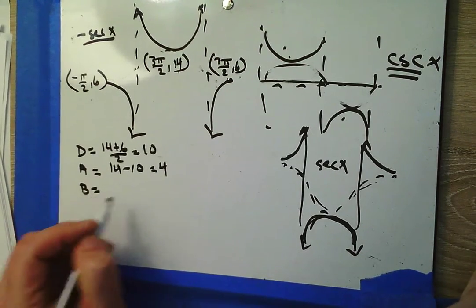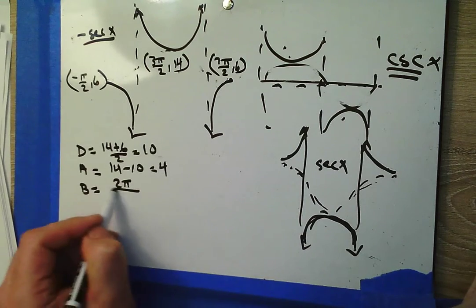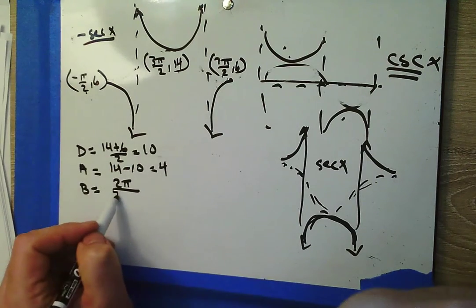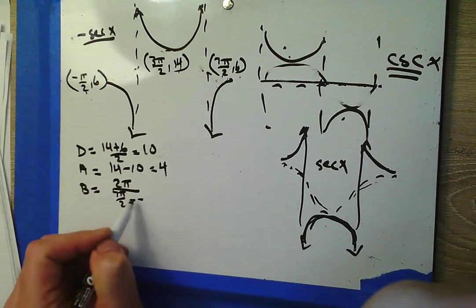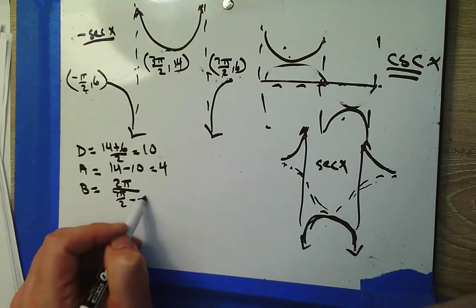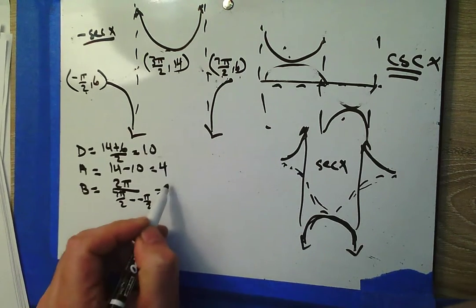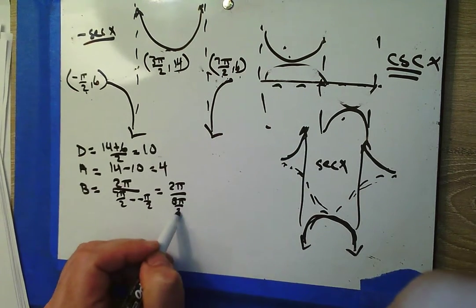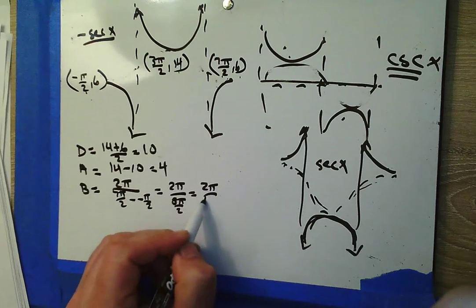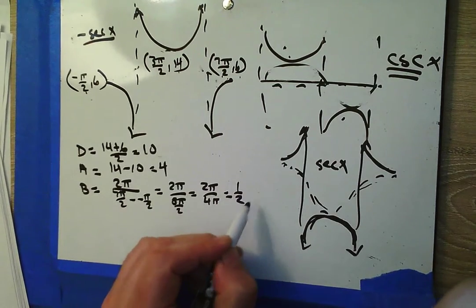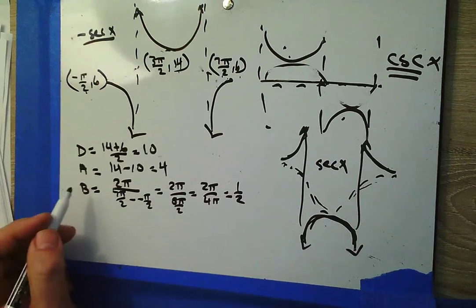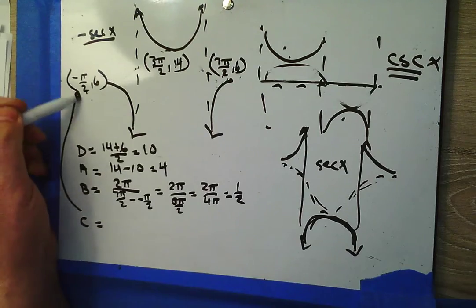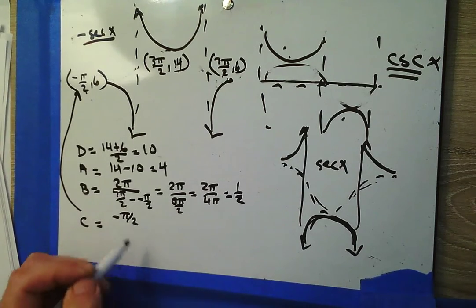We know our b value is 2 pi over the period, and the period goes from negative pi over 2 to 7 pi over 2. 7 pi over 2 minus a negative pi over 2. That's going to be 2 pi over 8 pi over 2, which is 2 pi over 4 pi, which is 1/2. Our b value is 1/2. And I'm going to read the c value off the graph as our starting x. That's negative pi over 2.